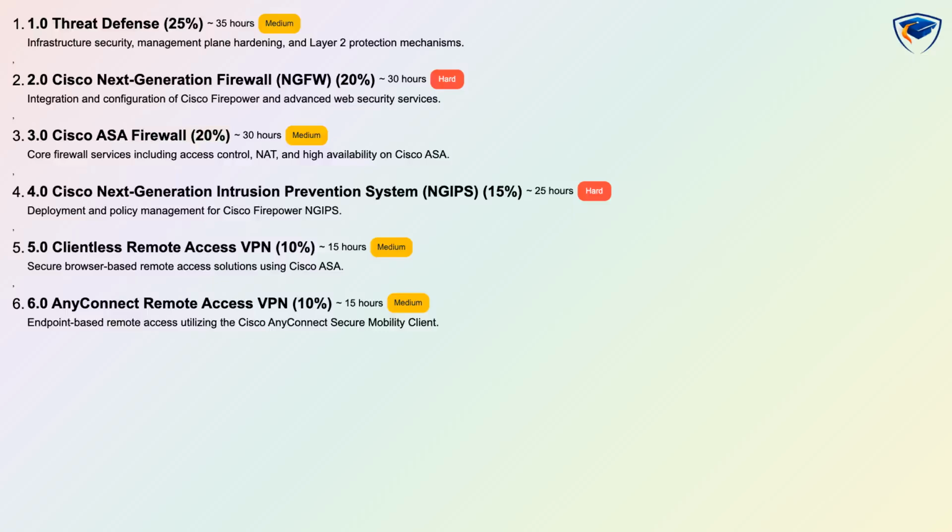The final 2 domains, Clientless Remote Access VPN and AnyConnect Remote Access VPN, make up 10% each, looking at secure browser-based remote access solutions and endpoint-based remote access utilizing the Cisco AnyConnect Secure Mobility Client.